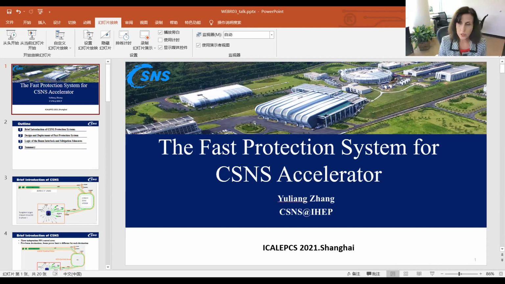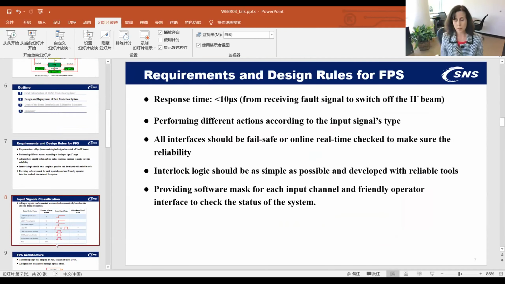We have one question in the Q&A. How do you check that the connection between your system, the master, and devices is okay? Do you shut the beam automatically in such cases?